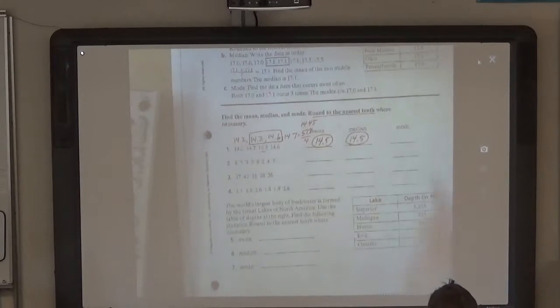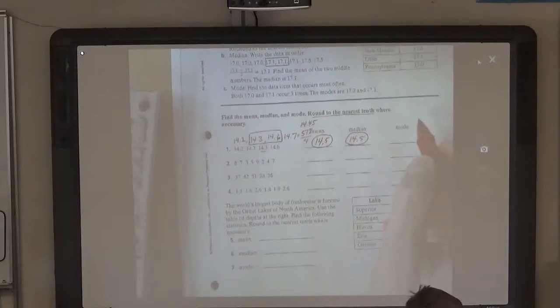Now, the mode. Are there any numbers that repeat? Because the mode is the one that occurs the most often. They all occur the same number of times, so there is no mode. And that's exactly what you write: no mode.